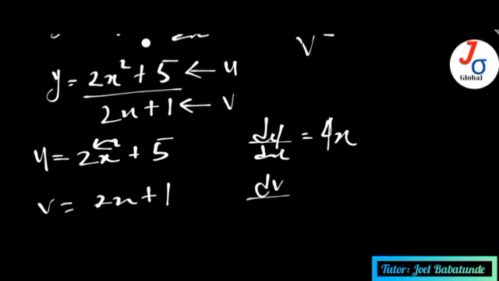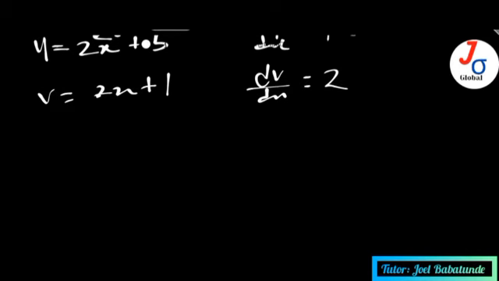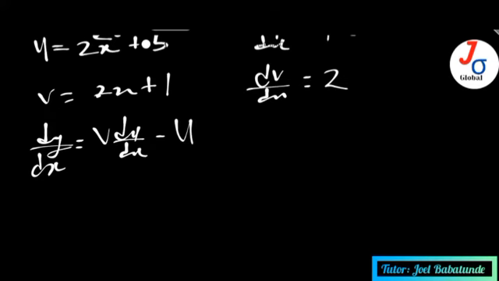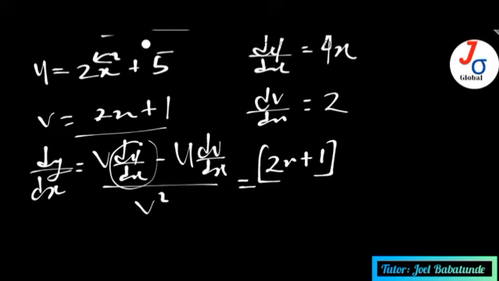dv/dx, I differentiate 2x, I have 2. Then if I differentiate 1, I have 0. So that's it. From the quotient rule, dy/dx has to be v du/dx minus u dv/dx divided by v squared. And so what's my v? This is my v, 2x plus 1. What's my du/dx? My du/dx is 4x.